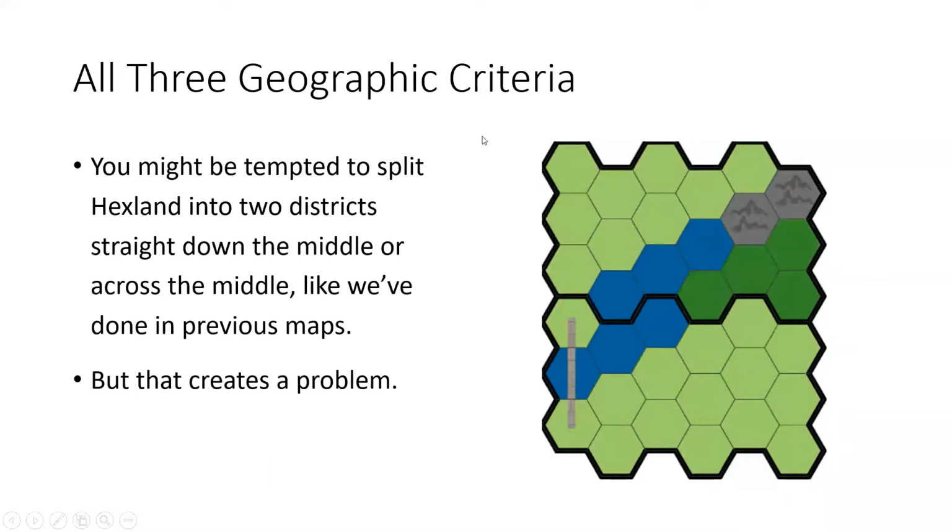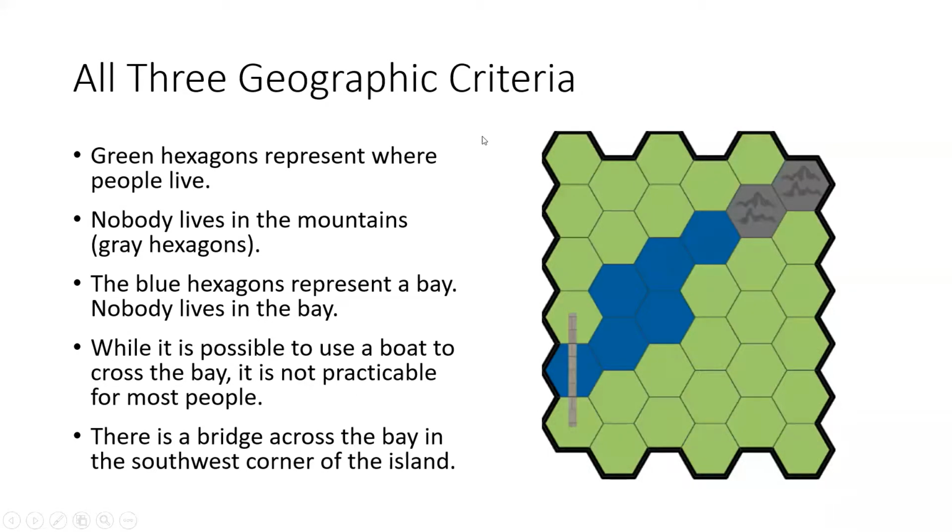So let's use an example to put all three of these geographic criteria together. In this version of Hexland, all the green hexagons are where people live. There are two gray hexagons that are the mountains. Nobody lives in the mountains, not even at the base of the mountains. And there are no roads that go through or over the mountain. So the mountains create a barrier.